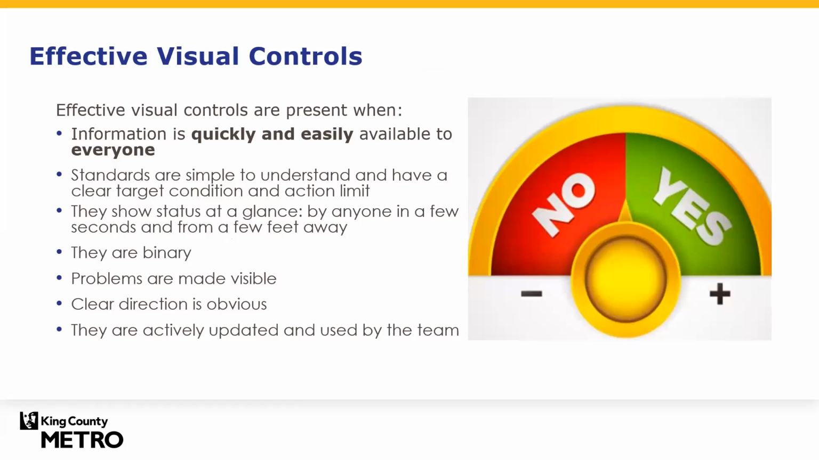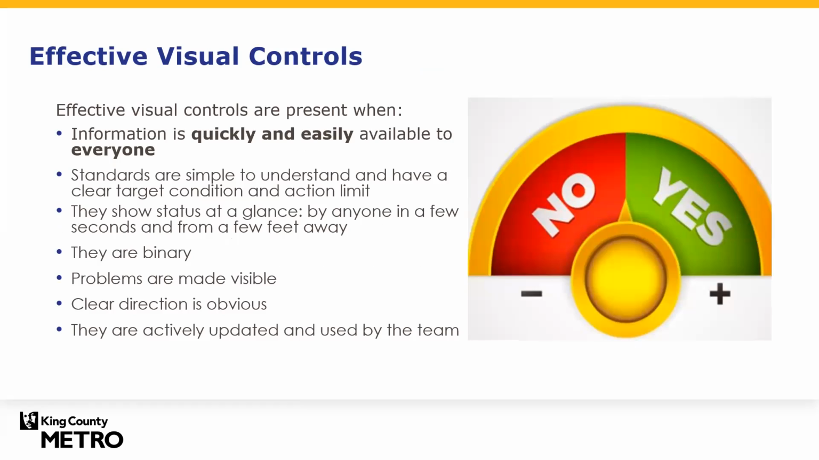So good, effective visual controls are present when information is quickly and easily available to everyone. You can achieve this by having clear standards that are simple to understand and have clear target conditions with action limits. The visual controls should show at a glance what the current status is. What this means is someone should be able to walk up from a few feet away in a few seconds and understand the status of the process.